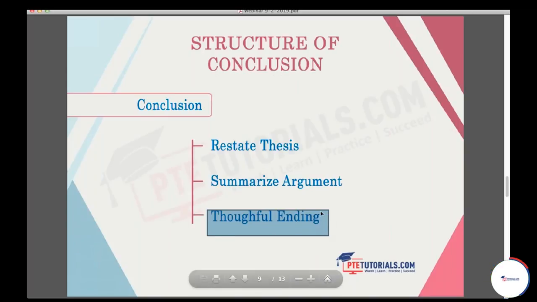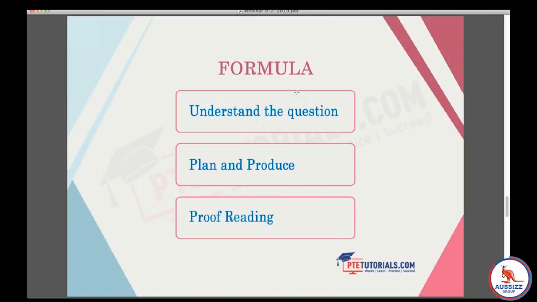Okay, this is very important. So overall, your written discourse will be based on following the structure of the essay. What is the formula to write a beautiful essay which gives you more points? What is the formula? You have to understand the question first. You should understand the question and ask yourself if it is an agree or disagree, advantages and disadvantages, or problems and solutions essay.